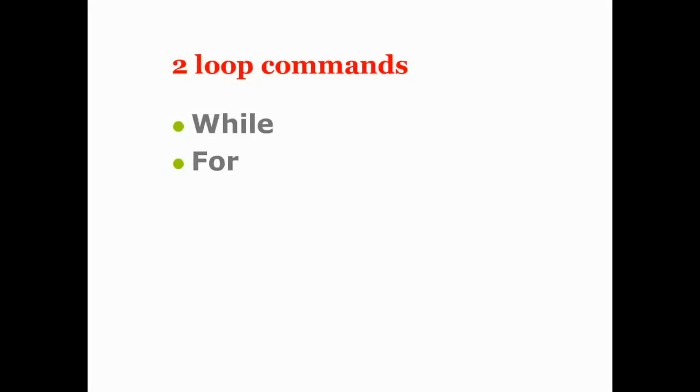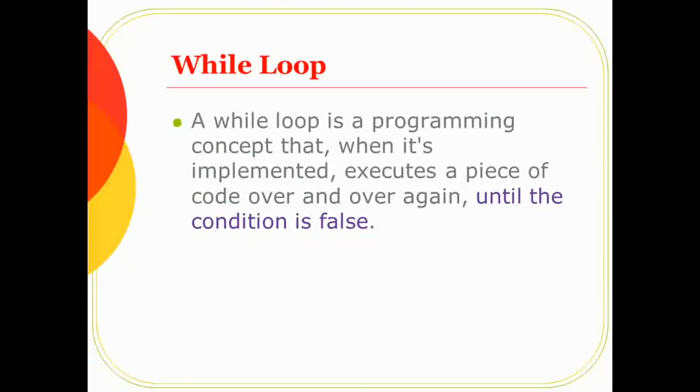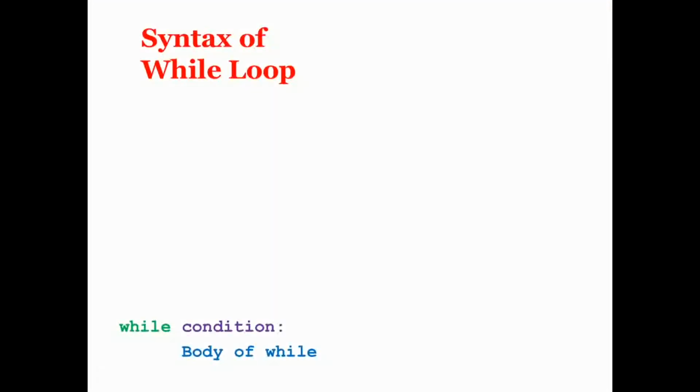Now let's first show you what a while loop is. While executes a piece of code over and over again until the condition is false. Let's look at its syntax. Firstly, you will write the word while, then you will put a condition, and after a colon, you will put the body of the while. Let me show it in a flowchart.